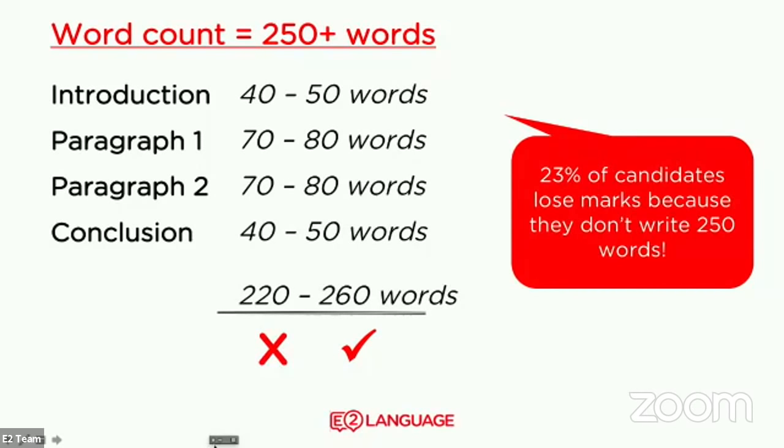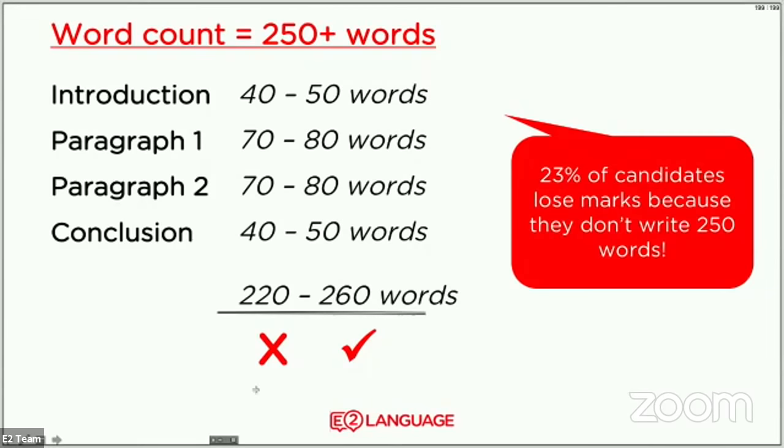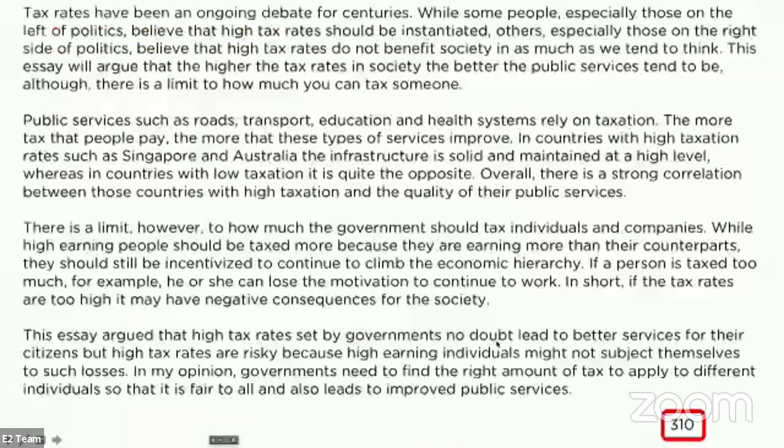So what's the secret to this? Well, the secret is to extend your sentences. And I'm going to show you why that's an important tip as well. But in your introduction, don't write 40, write 50 words. Paragraphs, don't write 70, write 80. Conclusion, don't write 40, write 50, then you'll get above 250, okay? It's about extending your sentences. My essay here is 310 words. Mind you, I typed it.